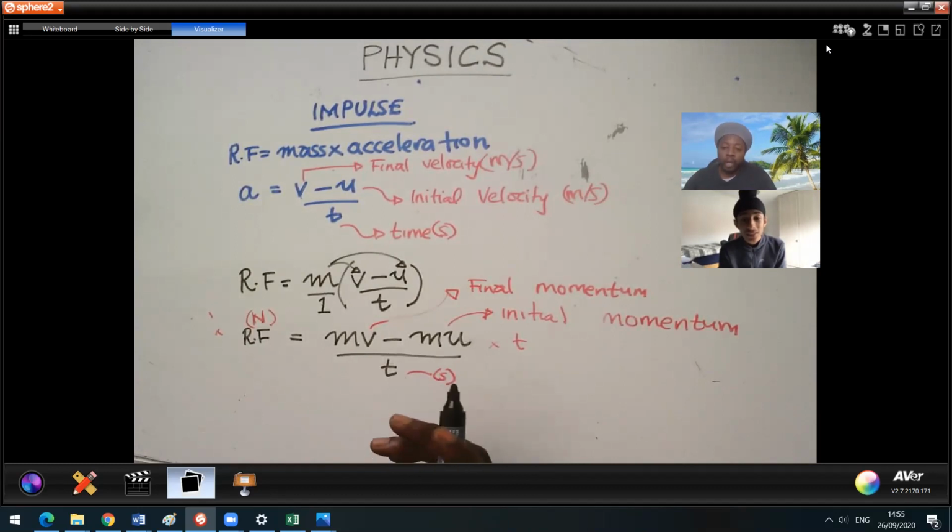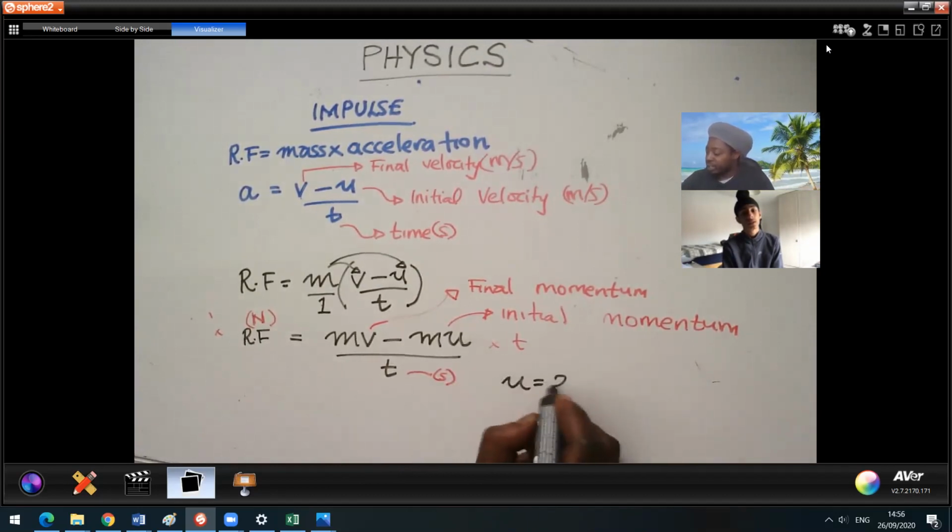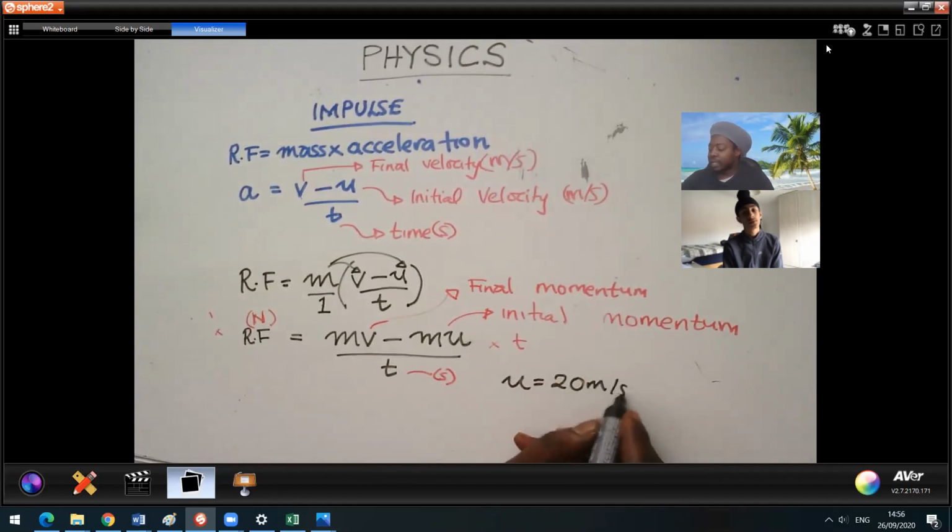It would be pretty high, so maybe about 20 meters per second. Even that's extremely fast, but let's imagine that's its initial velocity, 20 meters per second, and I'm going to catch it. So what would its final velocity be when I catch it, when it stops? Zero. Right.